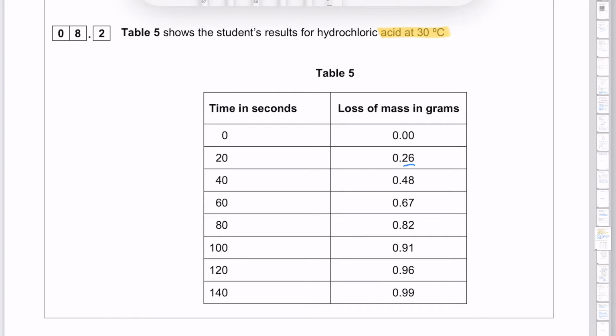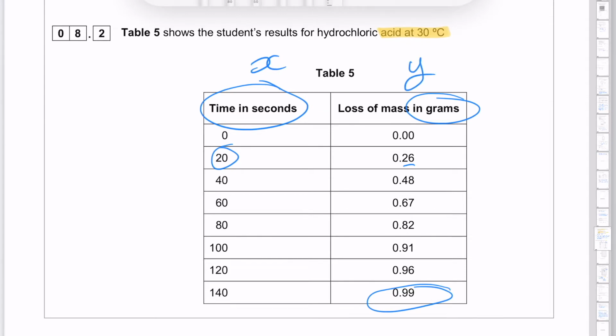Our data here shows that we've got time in seconds and we got the loss of mass in grams. Taking a quick look down, loss of mass in grams only goes up to just below 1, and this is going up every 20 seconds. The x-axis is the time and the y-axis will be the loss of mass in grams.